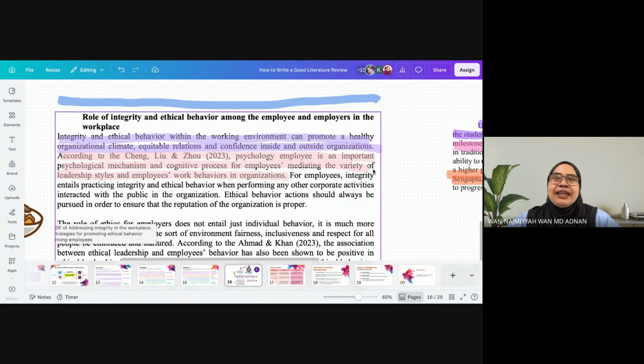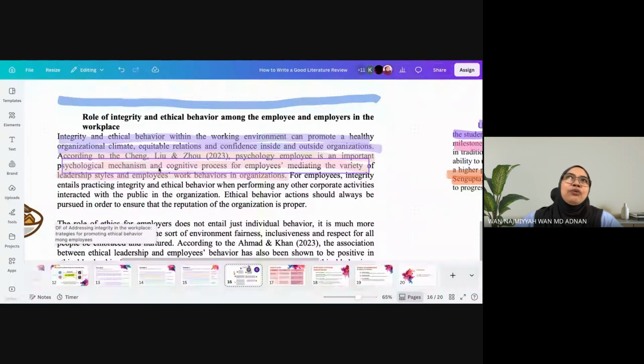Even the second sentence feels a little bit jumpy. For employees, suddenly you're talking about employees. It entails practicing integrity and ethical behavior when performing. And there's no citation there. A literature review needs to have citations. Yes, you can have only 1 citation.